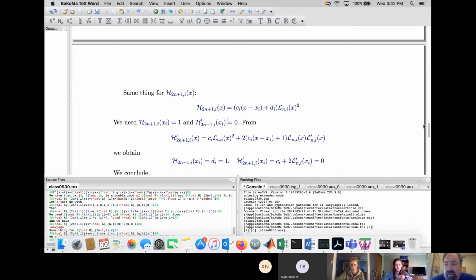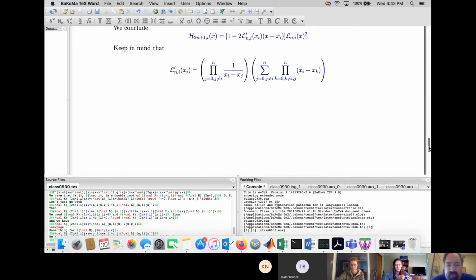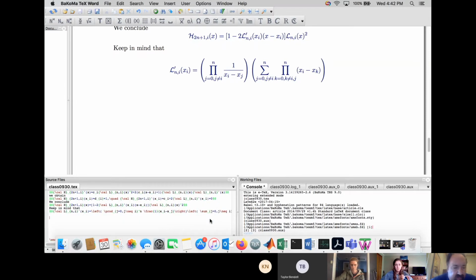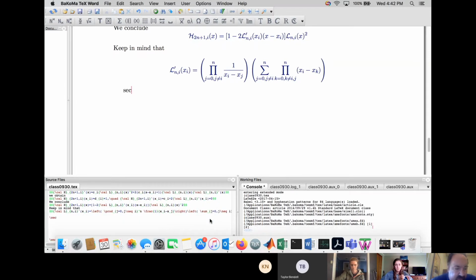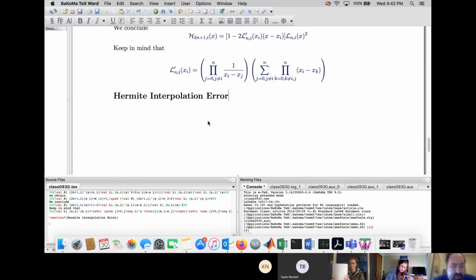Okay, now a couple things I want to talk about with Hermite interpolation. If my computer were not so dang slow. Okay. So what about the error in the Hermite polynomial?